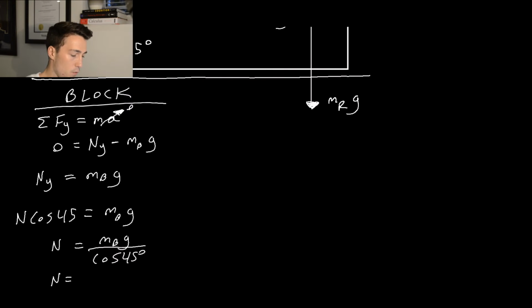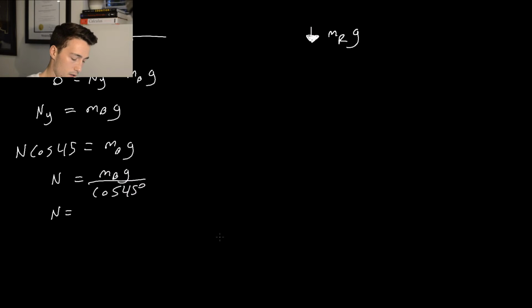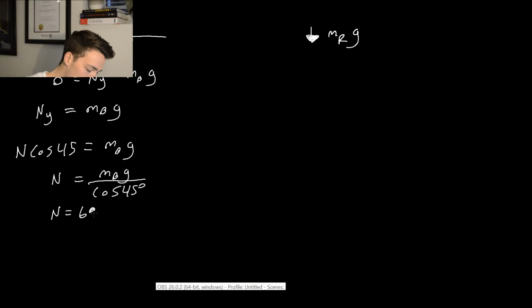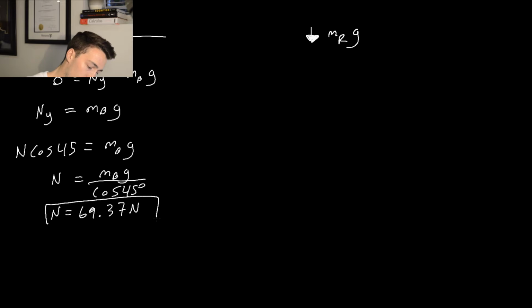So the normal force will be 5 times 9.81 divided by cos of 45. And I get 69.37 newtons. So that is the normal force.